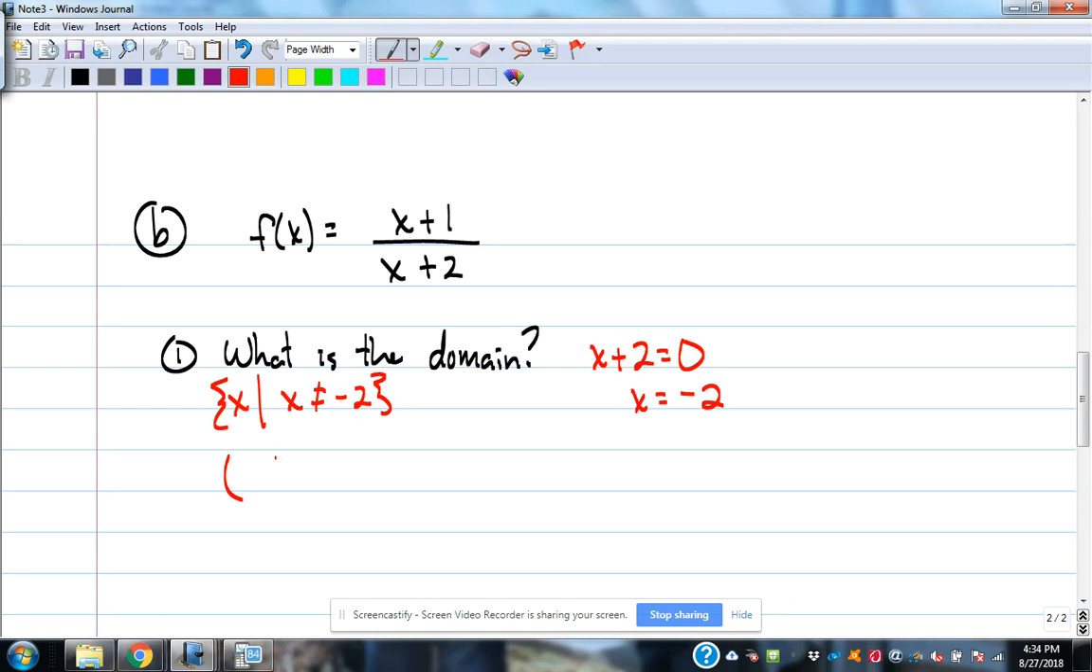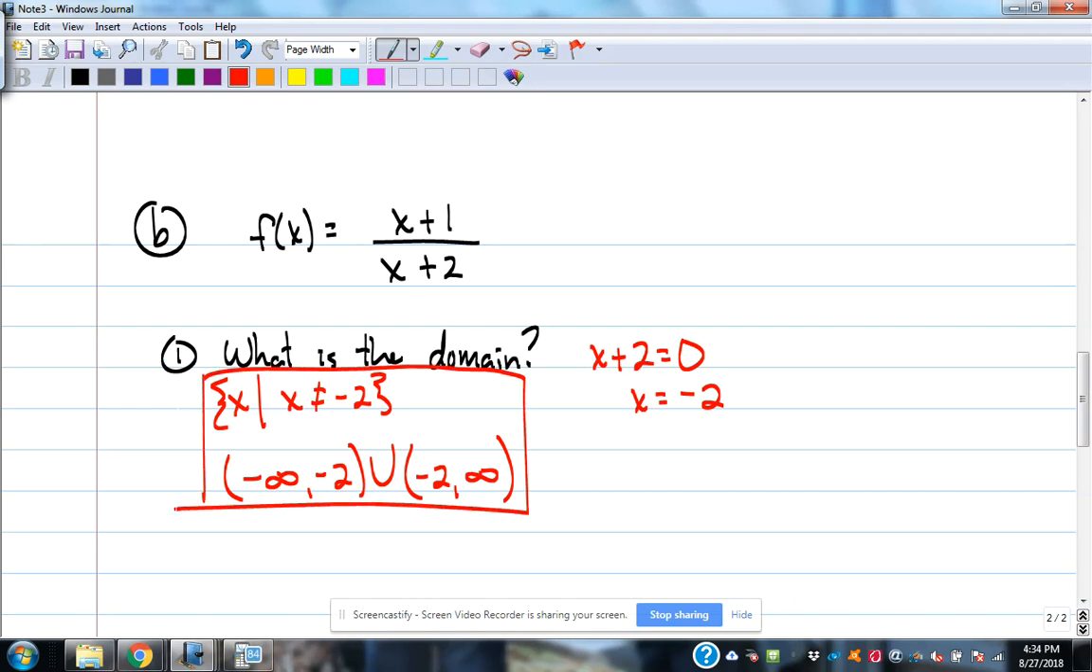In interval notation, that would be from negative infinity up to negative 2, skip it, and go to positive infinity. So there's the domain of that function without even having the graph. We can get that domain just based on the equation. We can always get that.